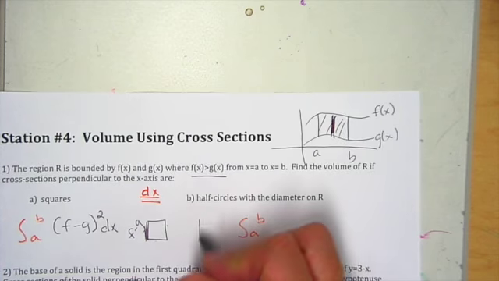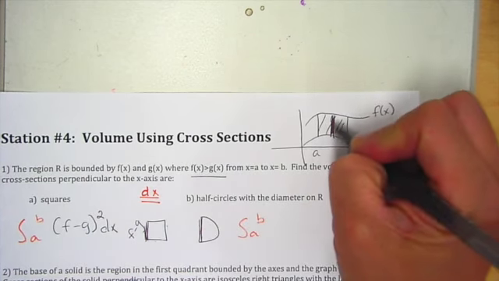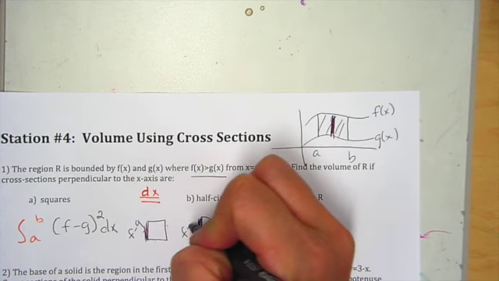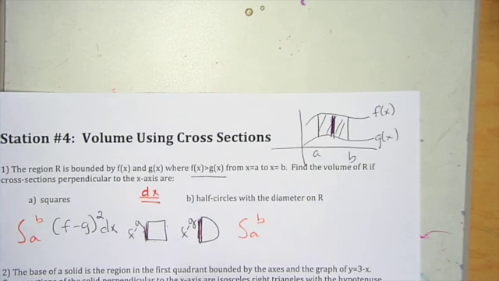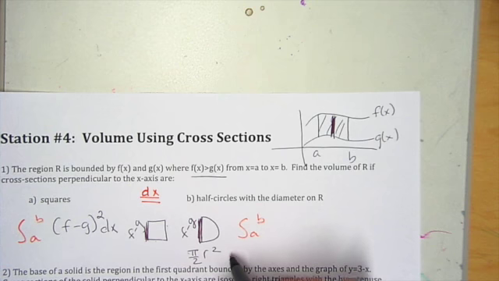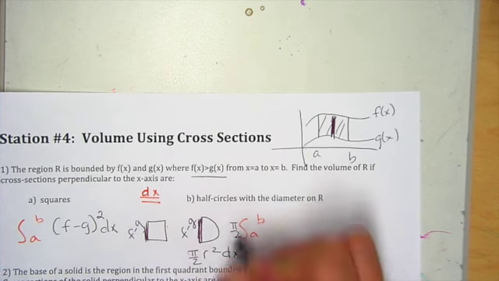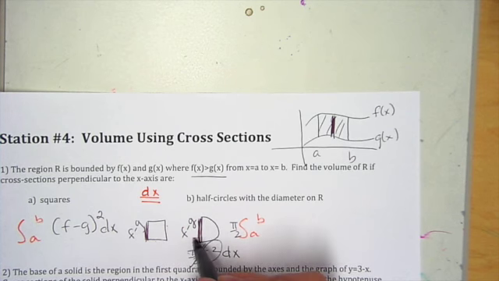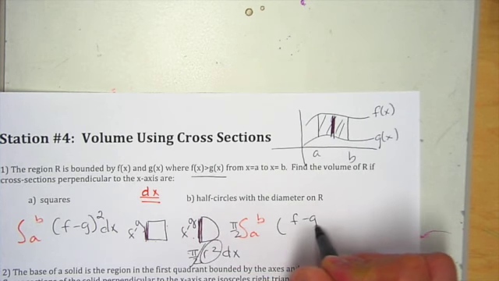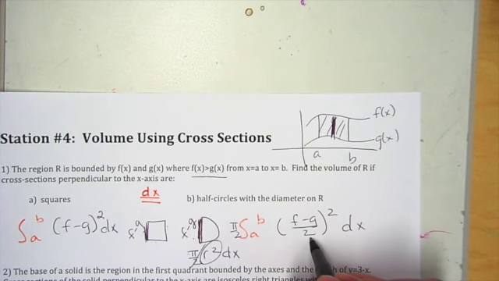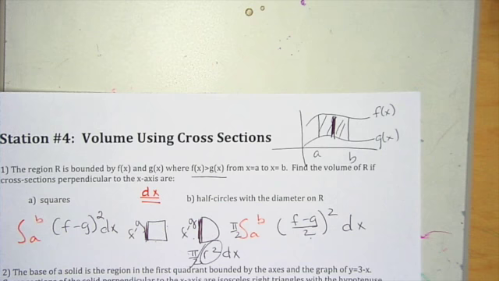Half circle, same idea. So this is the diameter of the half circle. Again, this is the same as this, so this is going to be f minus g. Area of a half circle is pi half r squared. And then I just need to multiply by dx to get the volume. So the pi halves I'm going to go ahead and pull in front. The radius would be f minus g divided by 2, and then I have to square it. Make sure that this 2 is inside of the squared.